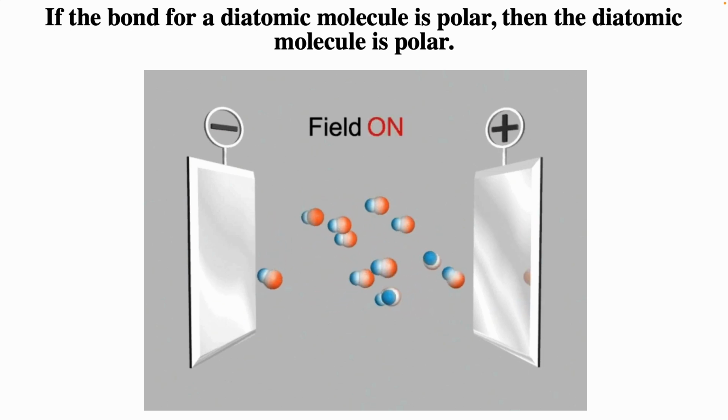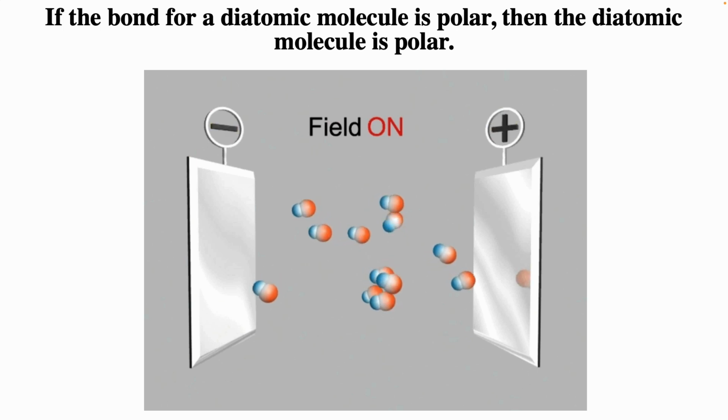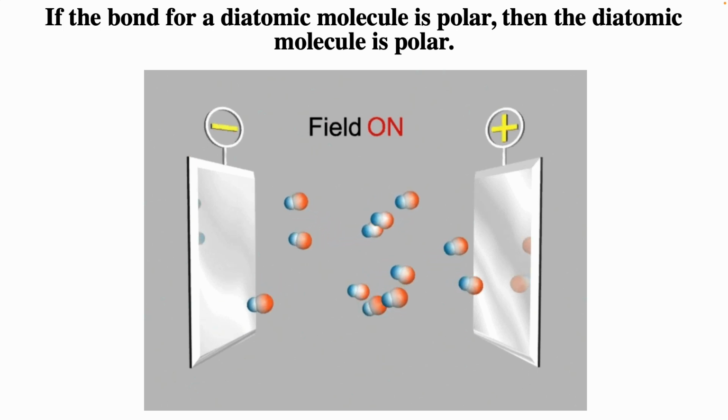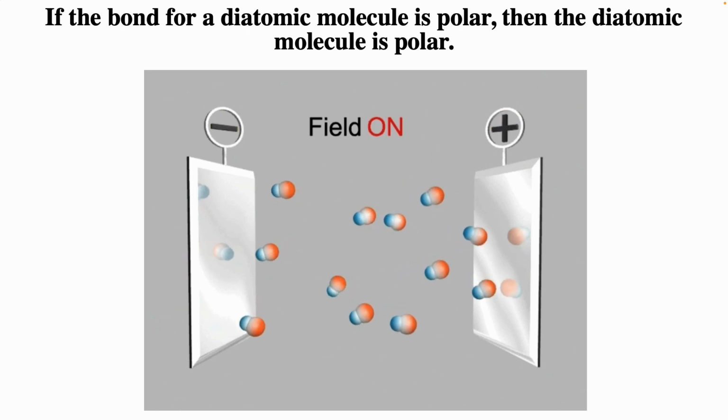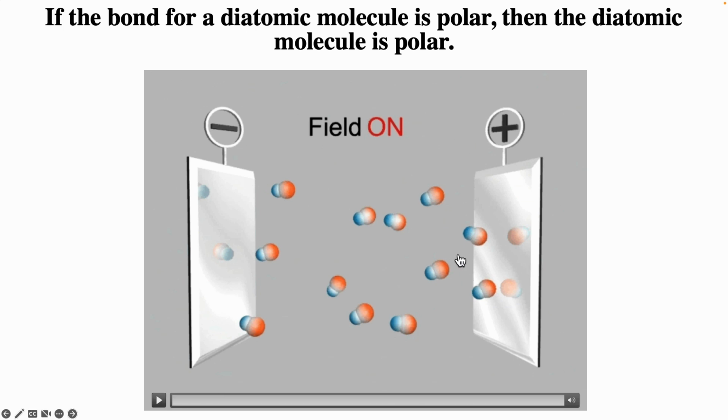With the field on, however, they become oriented with their negative ends facing the positive plate and their positive ends facing the negative plate. And so it's true that if you put a polar molecule in an electric field, then the polar molecule will align. But the real importance of the polarity of a molecule is that it increases the attraction between the molecules.